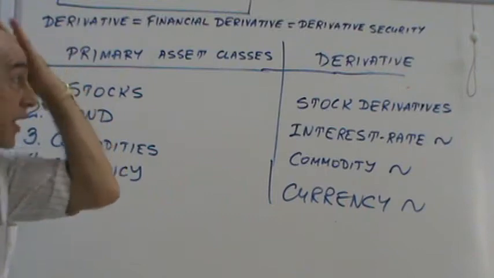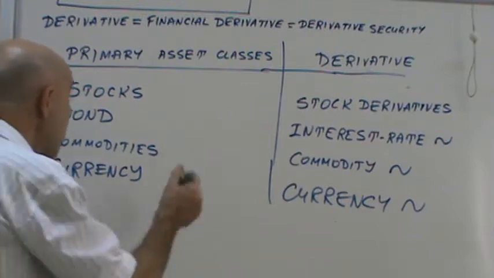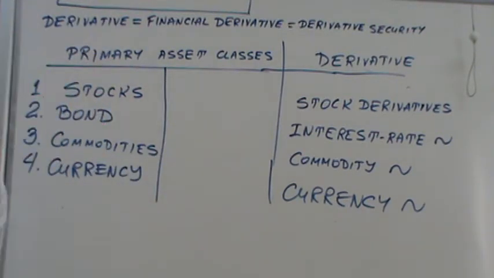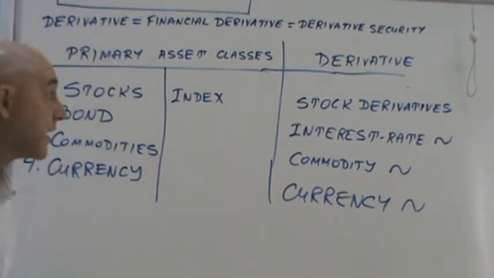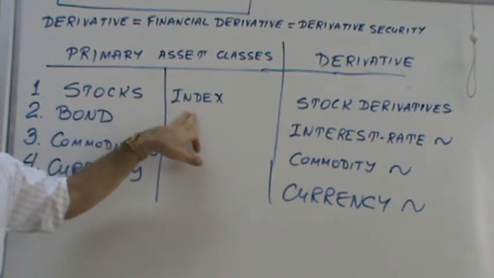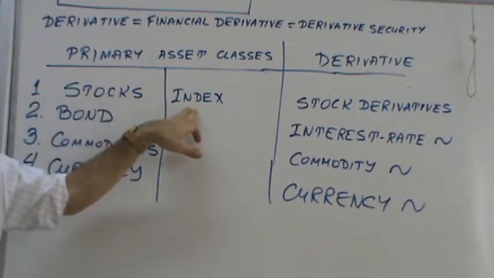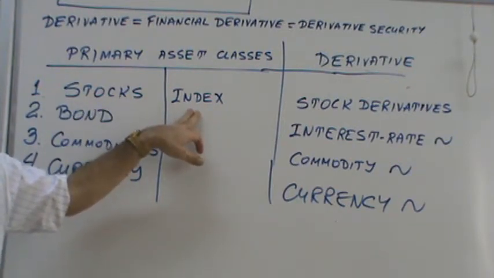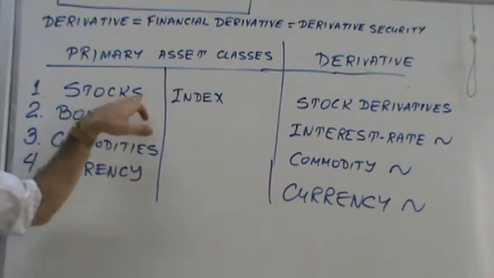Okay. Next, you're going to have a stock index. Stock index. Dow Jones Industrial Average. You're going to have a derivative on the stock index. Index will be an average of a number of, in this case, stocks. Stock index is an average of a number of stocks. Dow Jones Industrial Average is the average of 30 stocks. So you're going to have one derivative on the stock index.